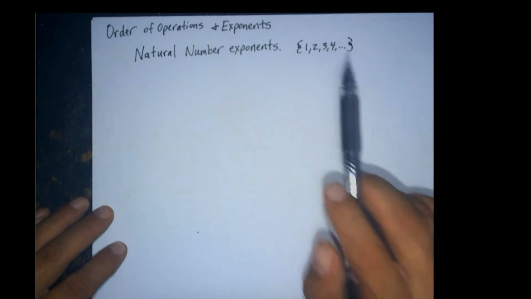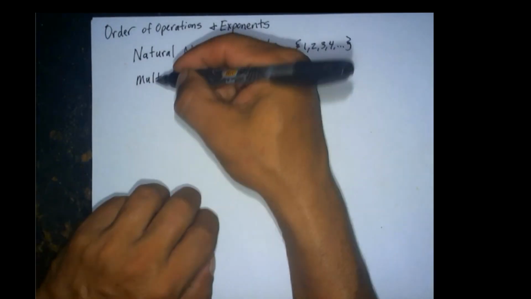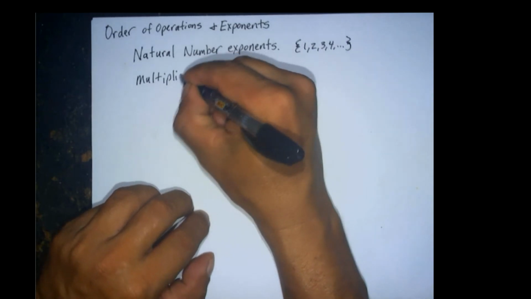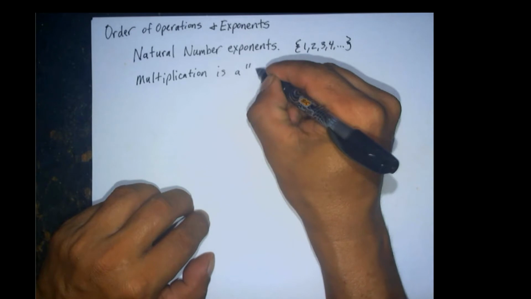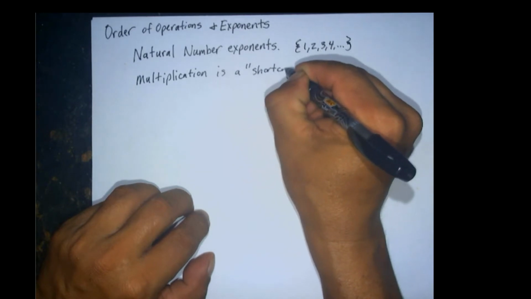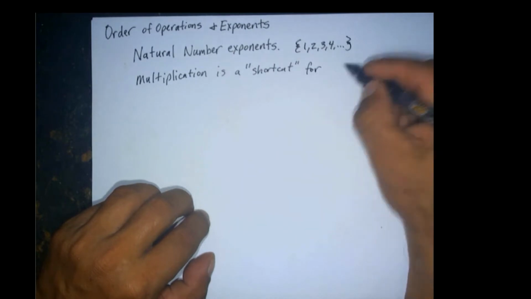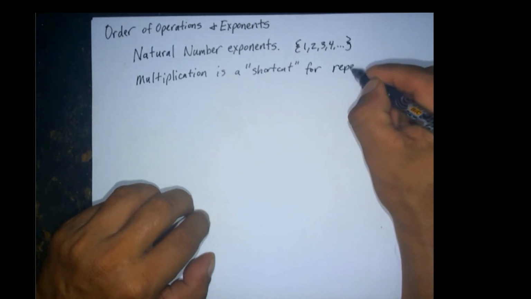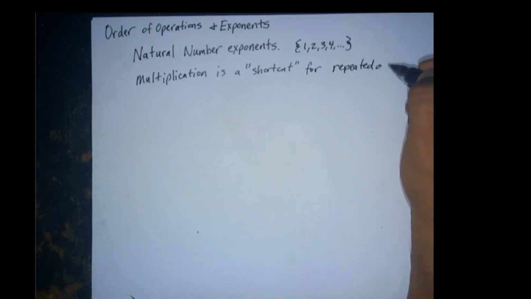Okay, so just like multiplication is a shortcut for what? Addition. Repeated addition. Okay, addition.